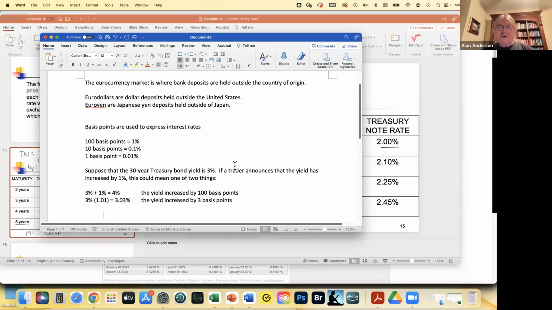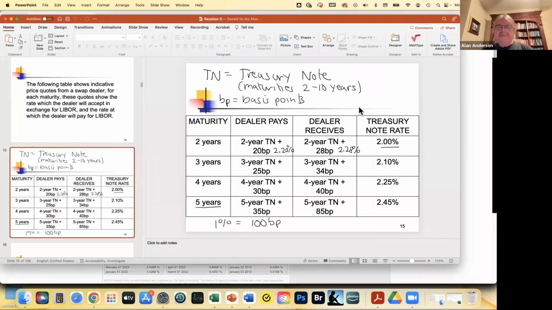Now, this quote for a two-year swap, where you're thinking about entering into it as a fixed rate payer or receiver. TN stands for Treasury note. The Treasury notes are the ones that have maturities from 2 to 10 years. So what they're saying is that for a 2-year swap, we'll pay you the 2-year Treasury note yield plus another 20 basis points, which at the moment would make it 2.20%.